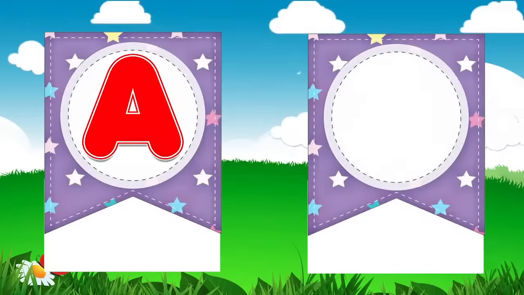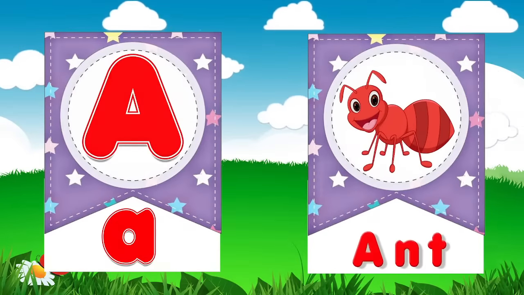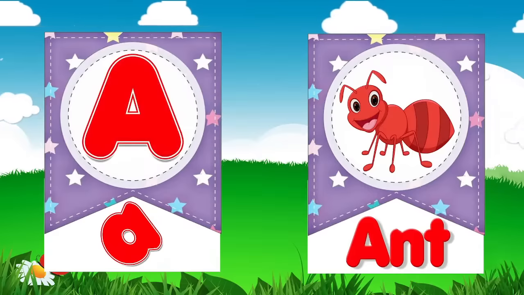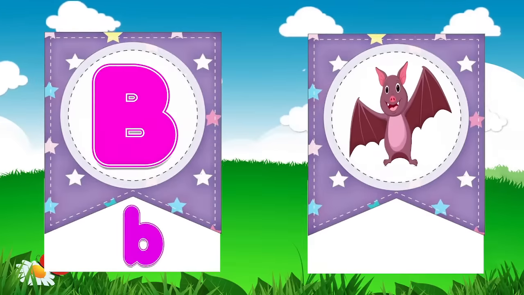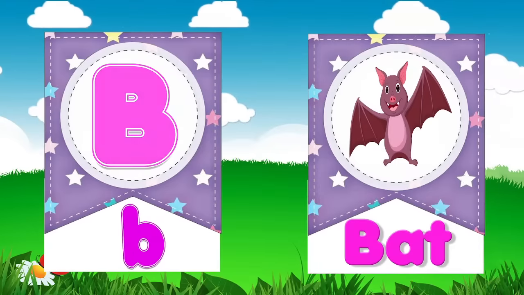Song. A is for ant, a, a, ant. A is for ant, a, a, a. B is for bat, b, b, bat. B is for bat, b, b, b.